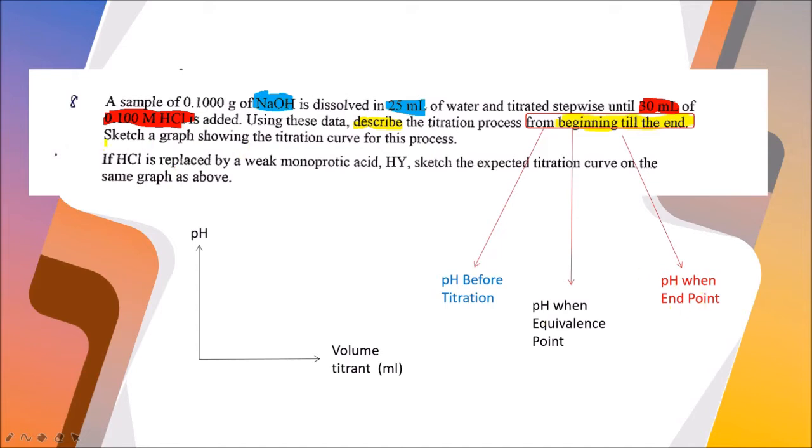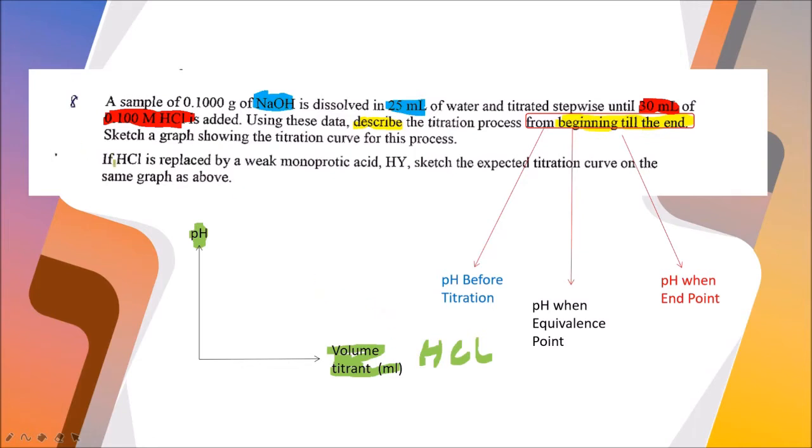And then part 2 of the question asks us to sketch a graph showing the titration curve. To draft the graph in your mind, the y-axis is pH and your x-axis is volume of titrant. In this case, the titrant used is HCl. So this is the graph.